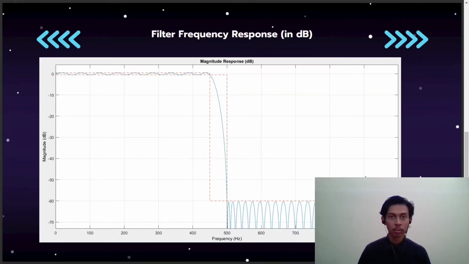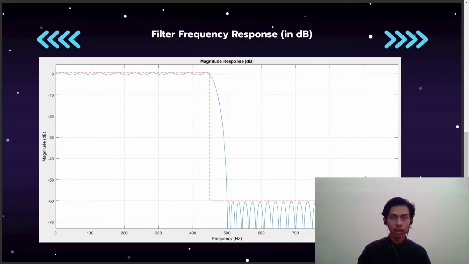Moving on, I will be explaining the frequency response. You can see here that the passband frequency starts from 0 Hz to 450 Hz, and the stopband frequency starts from 500 Hz up to 1000 Hz. Other than that is the transition band, which is roughly about 50 Hz, and there is also a passband ripple of about 1 dB.